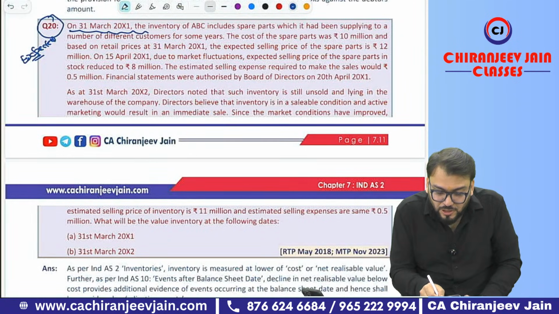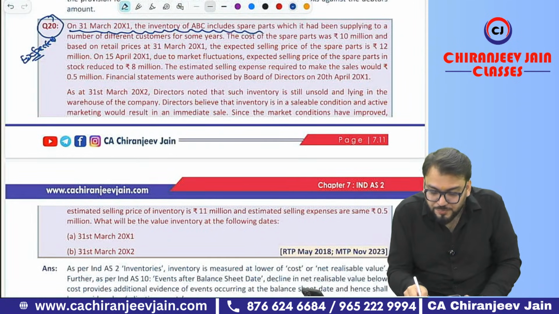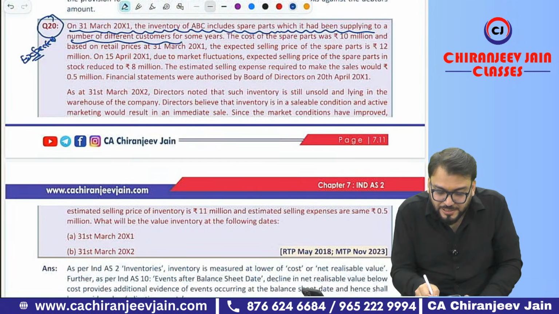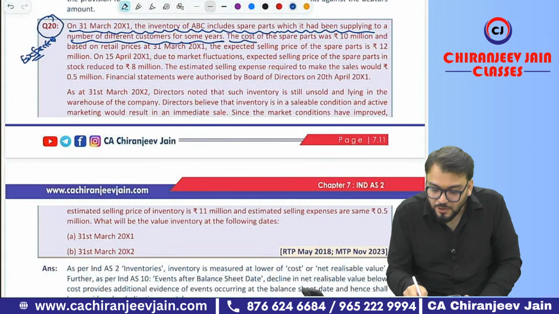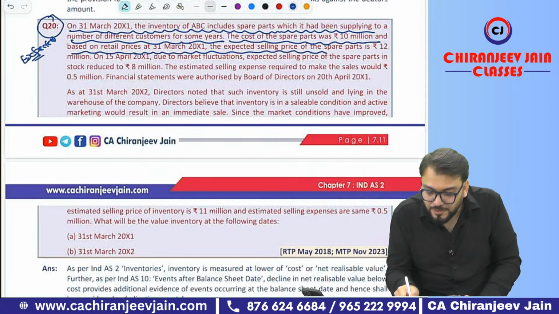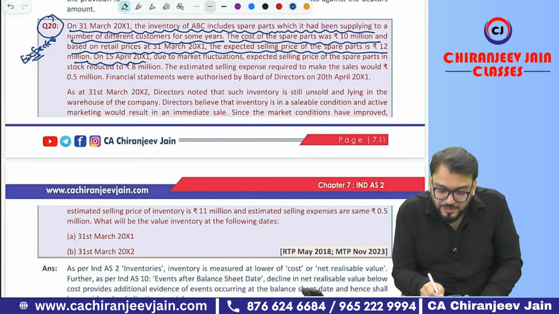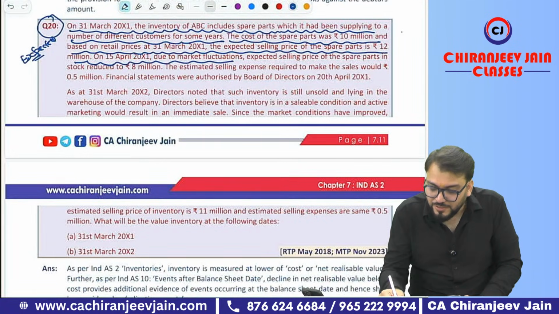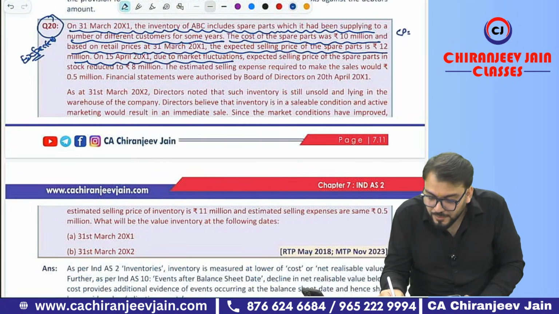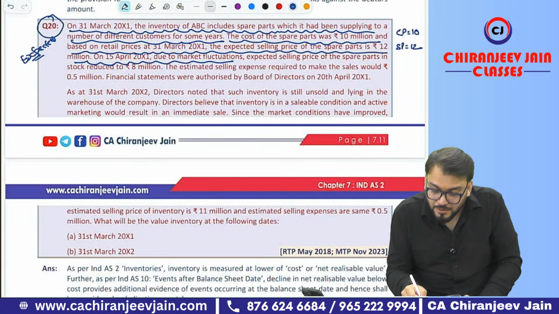On 31st March 2001, the inventory of ABC includes a spare part which it had been supplying to a number of different customers for some years. The cost of the spare part was 10 million, and based on retail price, the expected selling price of the spare part is 12 million. So what is the cost price they have given? 10 million. And what is the estimated selling price? 12 million.